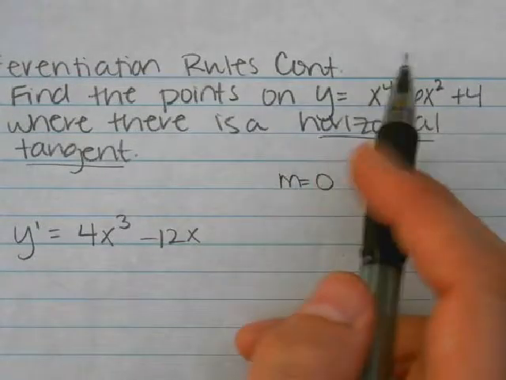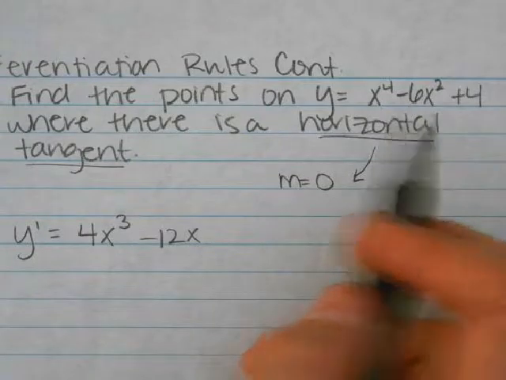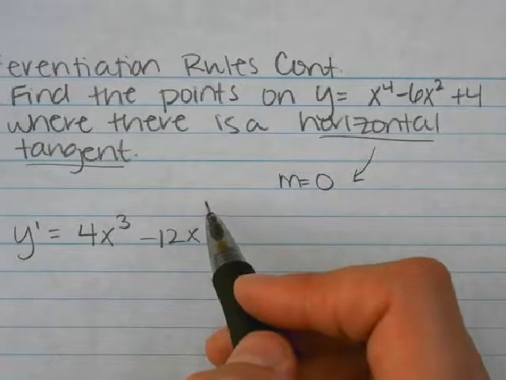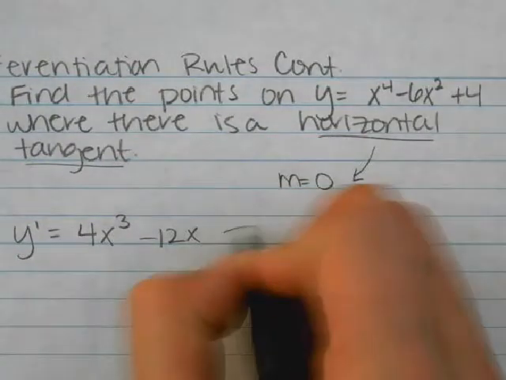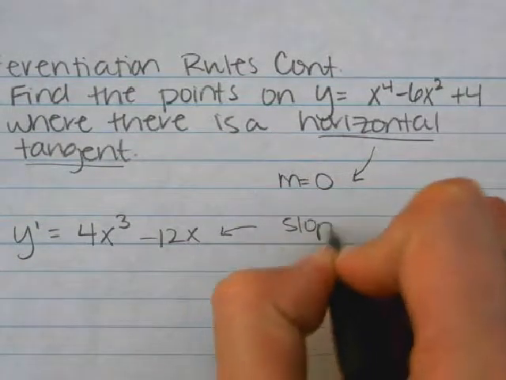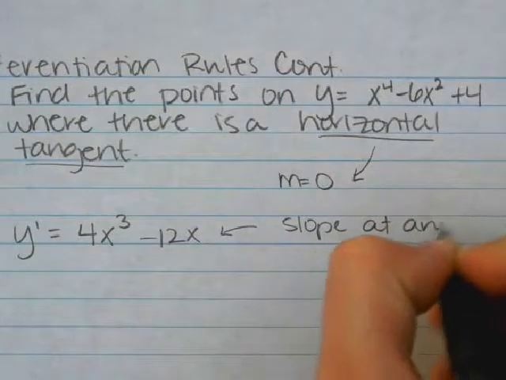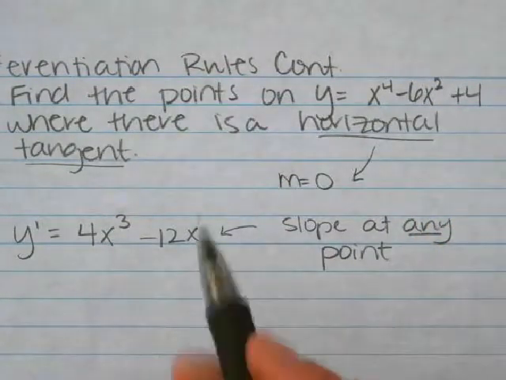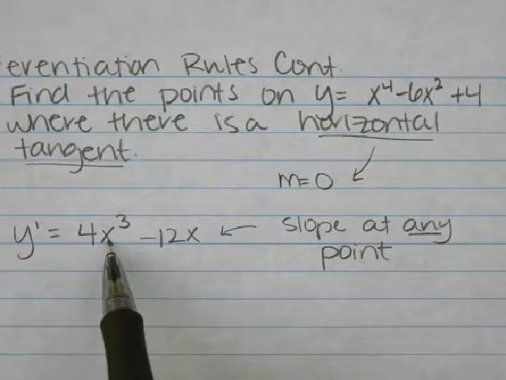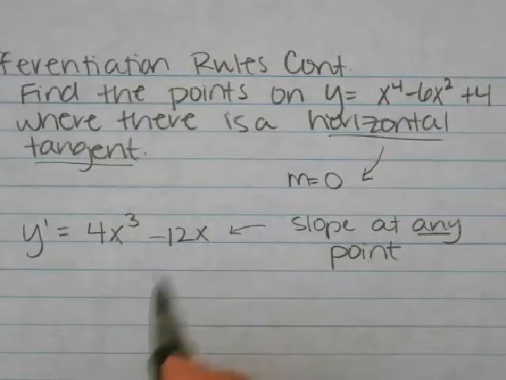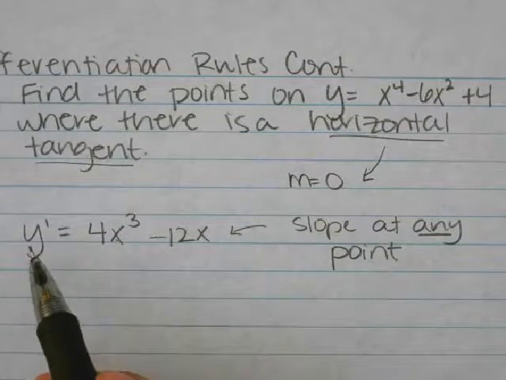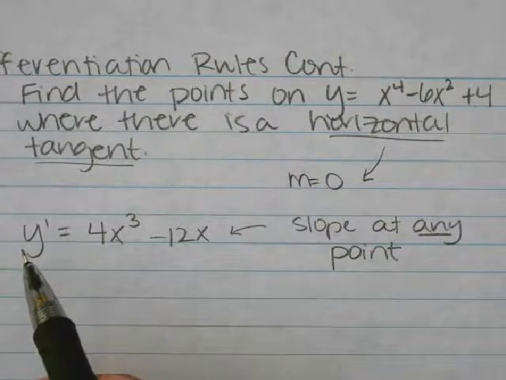I can plug in any point, any x value that happens to be true for this polynomial, and it will always tell me the slope at that point. Okay, so these x's stand for the x coordinates that we're going to use in the original function. Y prime actually is not talking about a y coordinate, it's actually talking about a slope. It's talking about what the slope is at that x coordinate.